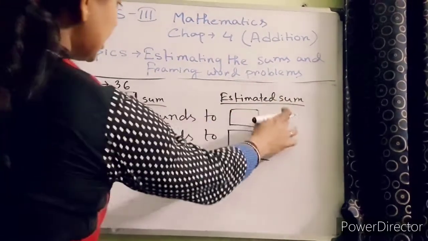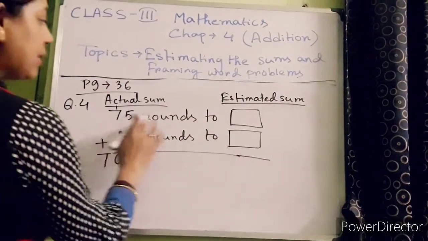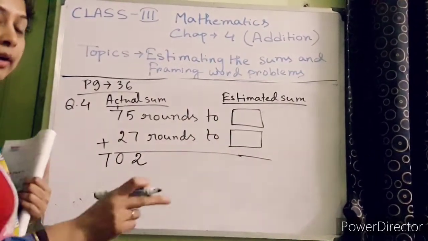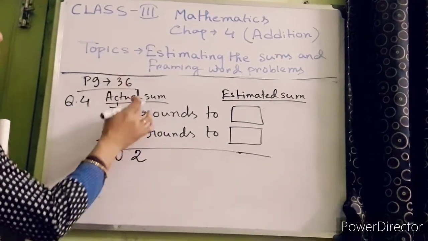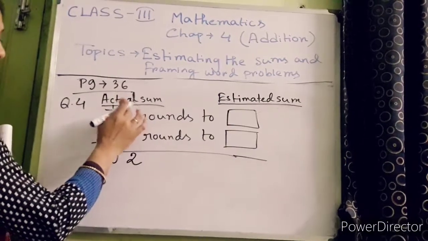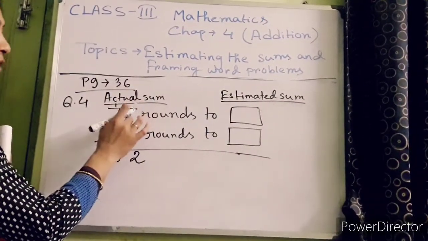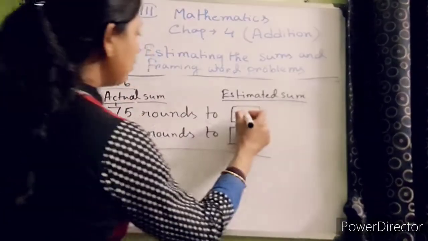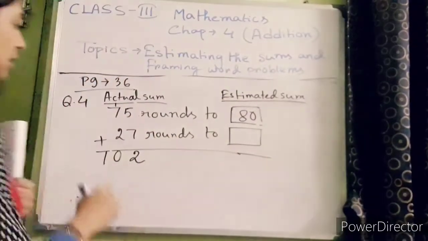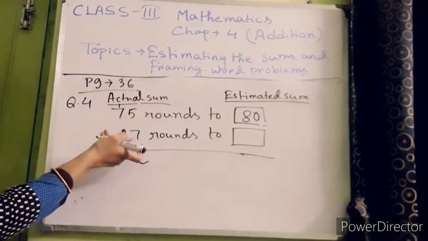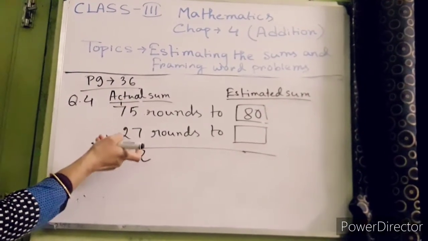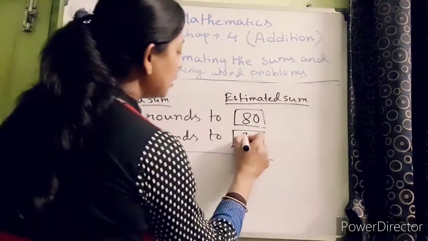What will be the estimated sum of these two numbers? 75 rounds to the nearest 10. Here it is told nearest 10. Nearest 10 means you have to see which digit is present in the one place. Here 5 is present in the one place, so that's why 75 will be 80. Please see the second number, 7 is present in the one place. So 7 is more than 5. So 27 will be 30.